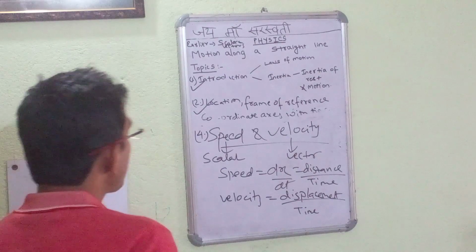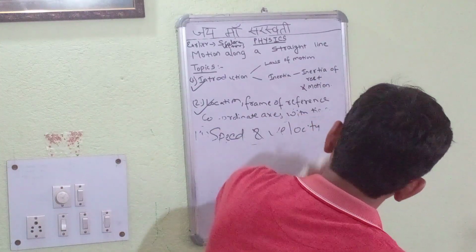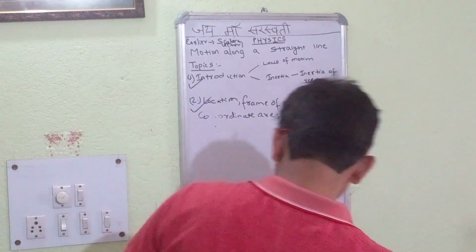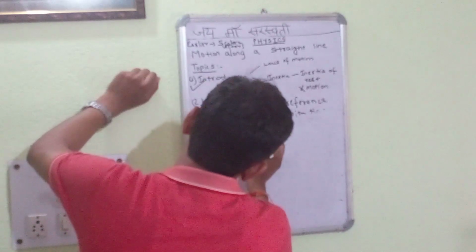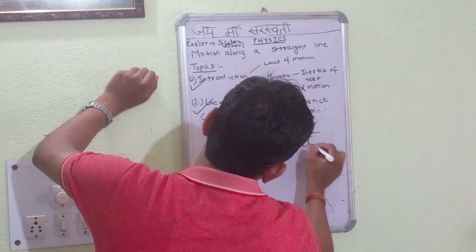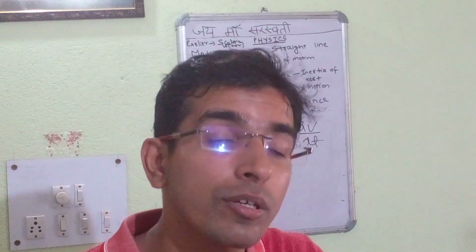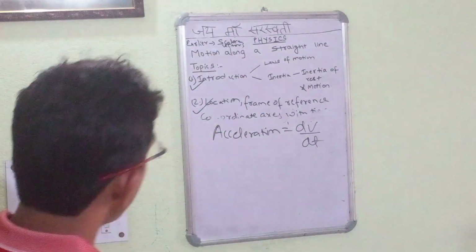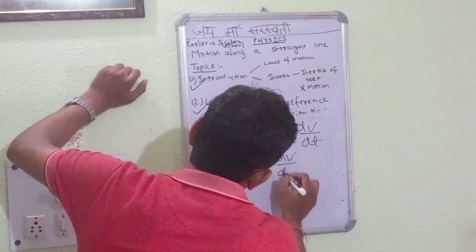Now we will be switching over to the acceleration part. Acceleration is equal to rate of change of velocity. So acceleration is defined as rate of change of velocity. Mathematically stating, a is equal to dv by dt.